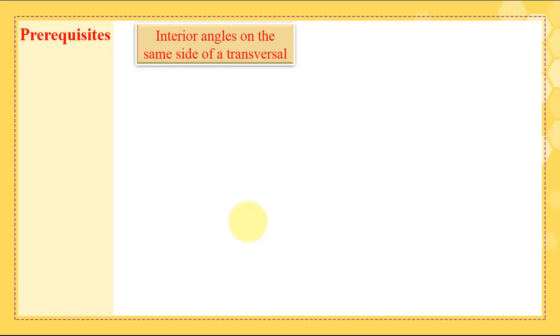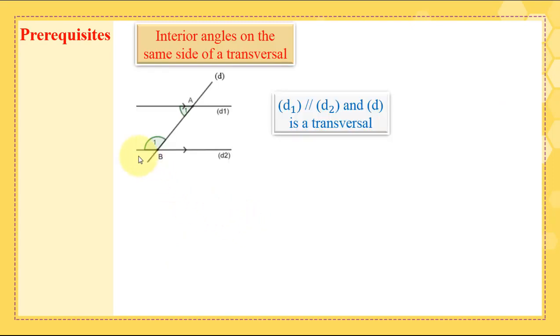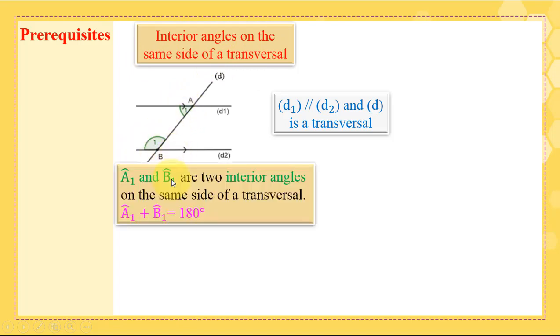From the previous year, you know that if two lines D1 and D2 are parallel and they are cut by a transversal D, then interior angles on the same side of the transversal are formed. A1 and B1 are supplementary angles. Their sum is equal to 180 degrees.